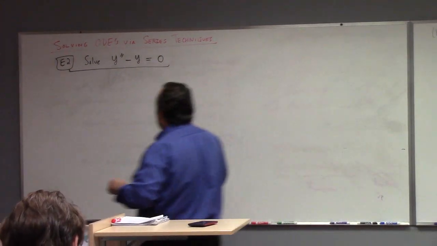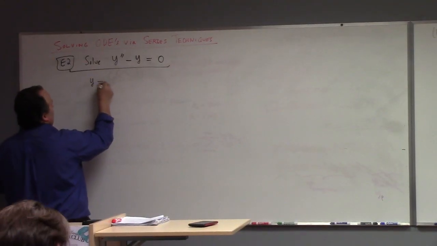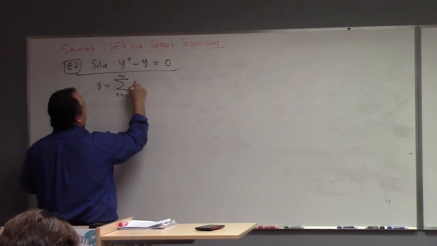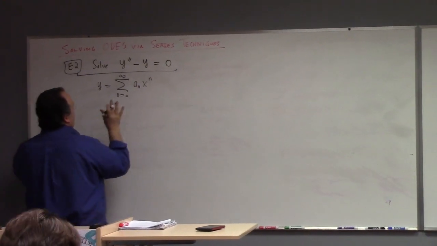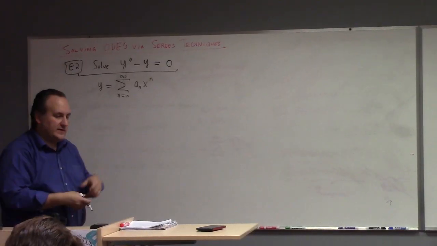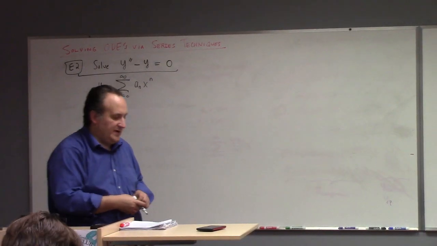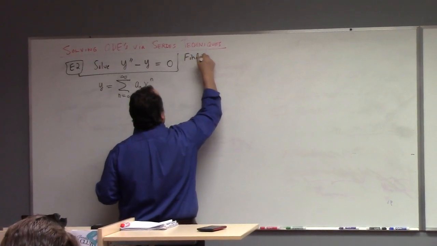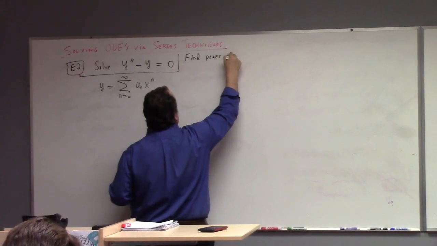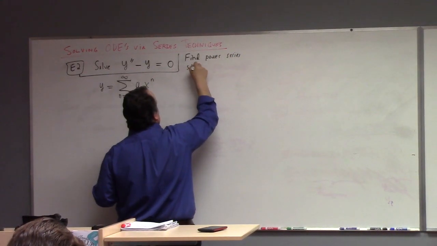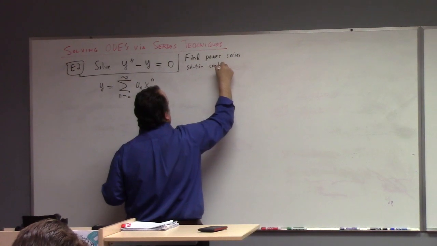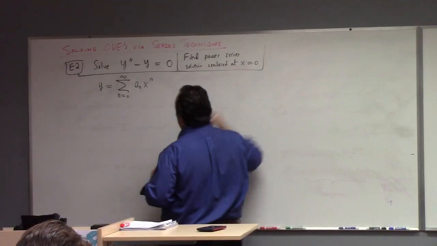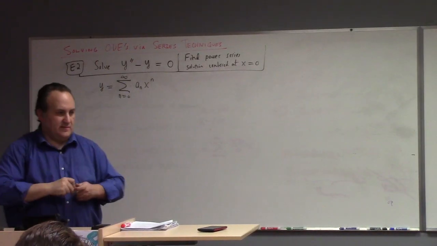All right, so here we go. y is equal to the sum n equals 0 to infinity of a sub n x to the power n. I'm looking for the series solution centered at 0. Trying to find the power series solution centered at x equal to 0. All right. So first order of business, there you go.